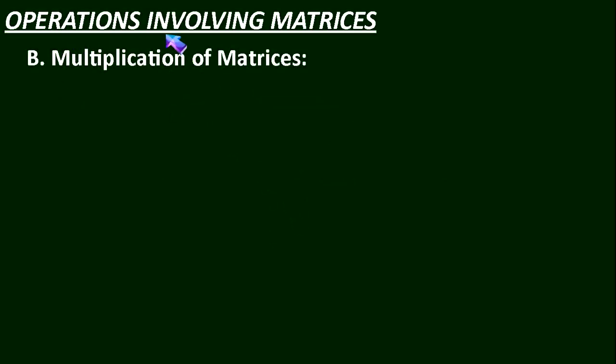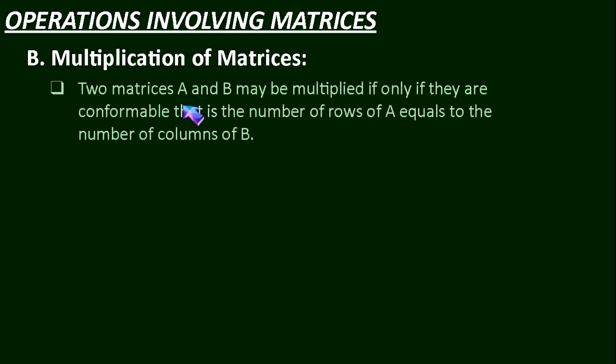So, we have here the second operation involving matrices, the multiplication of matrices. So, in multiplication of matrices, two matrices A and B may be multiplied if and only if they are conformable. That is, pag sinabing conformable, that is the number of rows of A. So, number of rows dapat nung matrix A natin, equal siya sa number of columns ng second matrix natin or yung B natin. So, rows ng A, yung unang matrix natin, equal siya sa number of columns ng B.